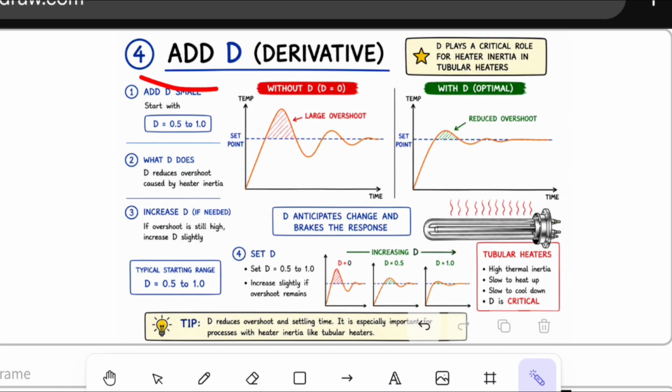The final step is finding the optimal value for D, that is derivative. Start with 0.5 to 1. What does it do? D reduces overshoot caused by heater inertia, which is important for tubular heaters. If overshoot is still high, increase D slightly. It anticipates changes and brakes the response. It plays a critical role in tubular heaters, as they have high thermal inertia and are slow to heat up and cool down.